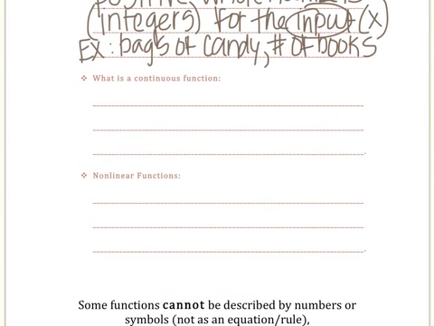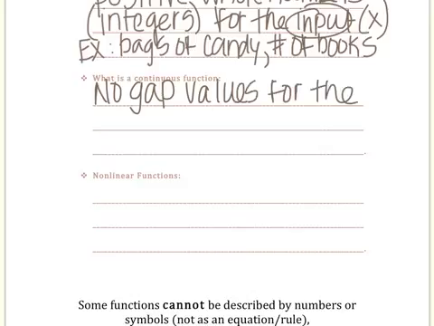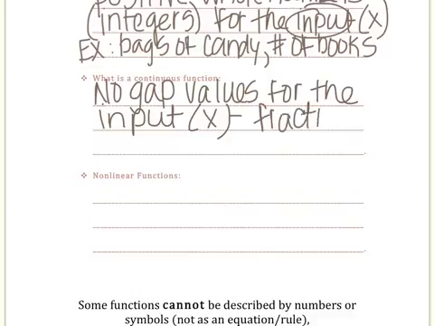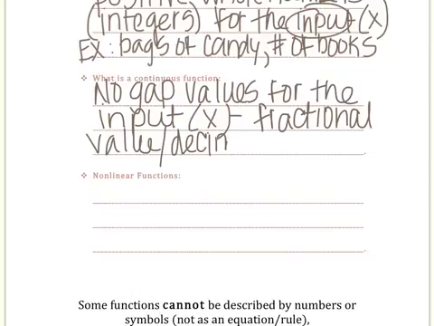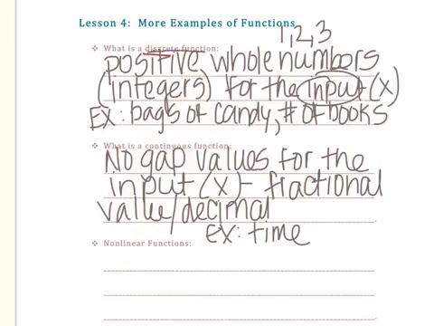Now when you have a continuous function, that means that there's no gaps. There's no gap values for the input, meaning for the x value, which means you can have a fractional value, which really is a decimal. The biggest example of this you'll see is time. You're going to have a fraction value for time, right? You can have 1.5 seconds, 1.25 minutes. So the difference between those is that in a discrete function, you need to have a whole number. In a continuous function, your x value can be a fraction.